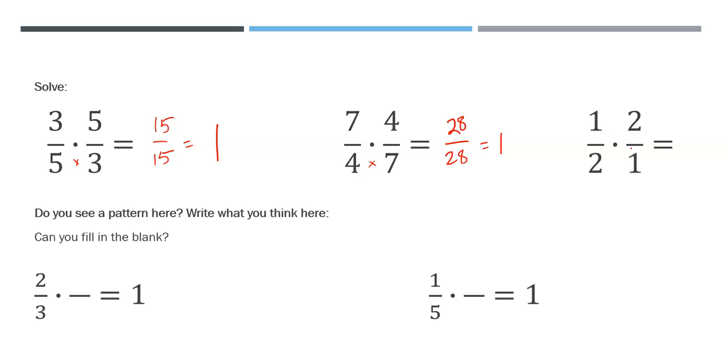1/2 times 2 over 1. Okay, well that would be 1 times 2 is 2. 2 times 1 is 2. Oh, 2 divided by 2, so that's 1. Do you notice a pattern here? Go ahead and write what you think in the Edpuzzle.